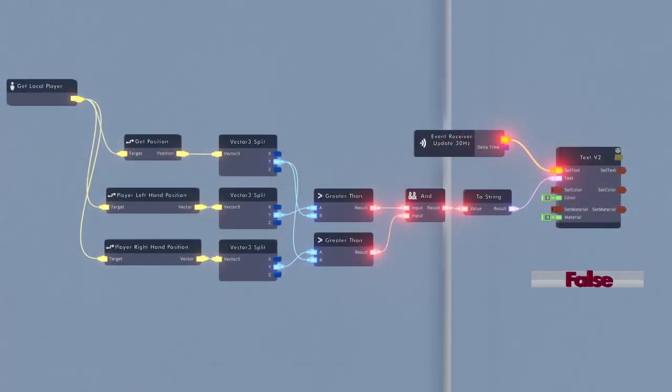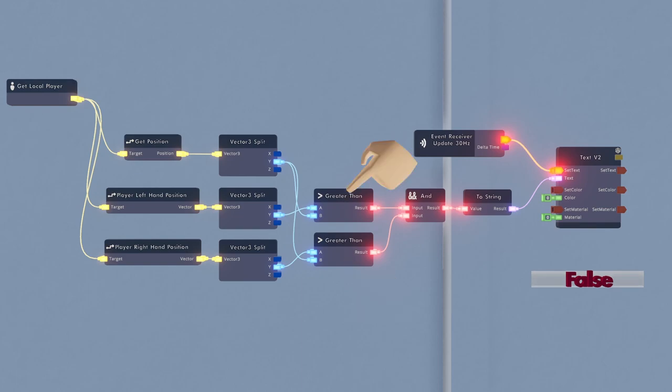One of the easiest gestures to check is if a player is holding their hands above their head. We do this by getting the Get Local Player, Get Position, Player Left Hand Position, and Player Right Hand Position chips, splitting the outcoming vectors up, and comparing their y coordinates with a Greater Than chip. Because the y axis is the up and down axis, when hand y coordinate is greater than head y coordinate, a player has their hand raised above their head.